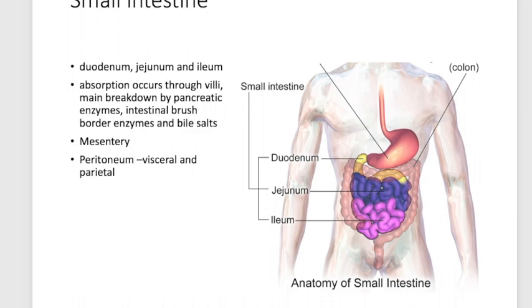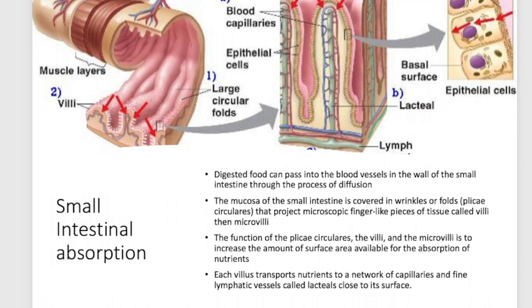And then we have the myenteric plexus, and the submucosal plexus of that enteric still functions down here in the duodenum and small intestine. So when we're talking about intestinal absorption here in the duodenum, we're talking about absorption through the villi. So here's a nice little breakdown of it. These are the folds.